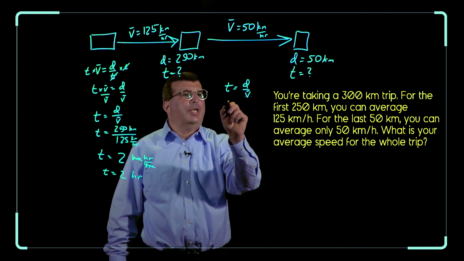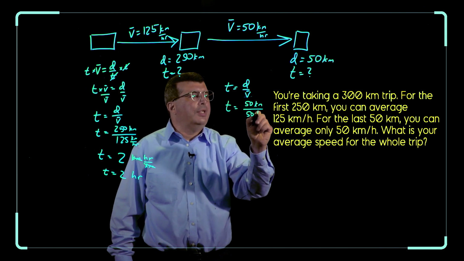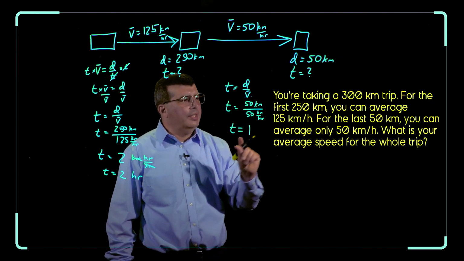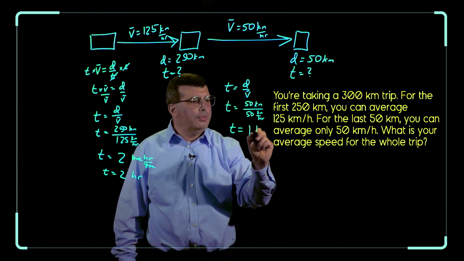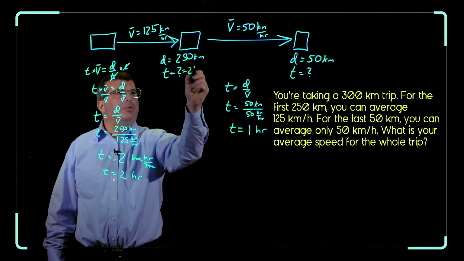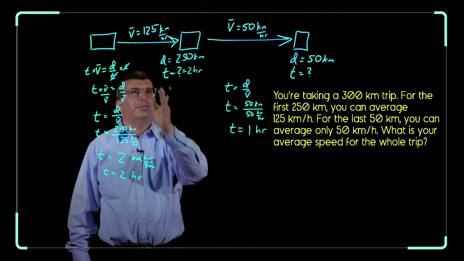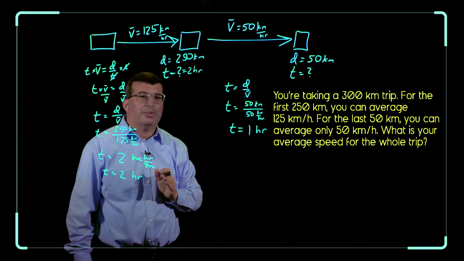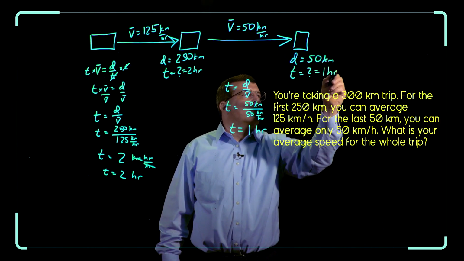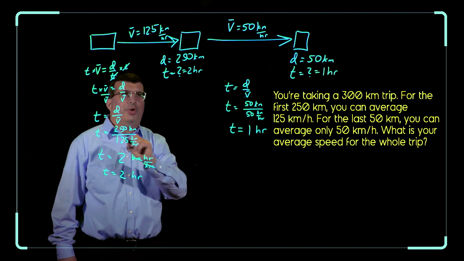Now I come over here, I do the same thing. Time is a distance of 50 kilometers divided by 50 kilometers per hour. 50 divided by 50 is 1, and then I do the same thing with multiplying by the reciprocal. Time is 1 hour. So now we know that the first part of your trip took 2 hours, and then you had to slow down. So maybe this was on the interstate, and then you get on the back roads. So you went 250 kilometers in 2 hours on the interstate, and then you went 50 kilometers in 1 hour on the back roads. And the question is, what was your average speed for the whole trip?